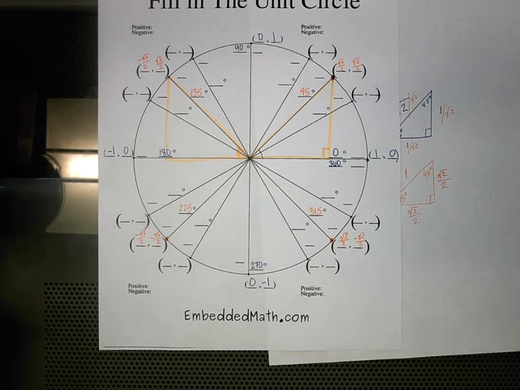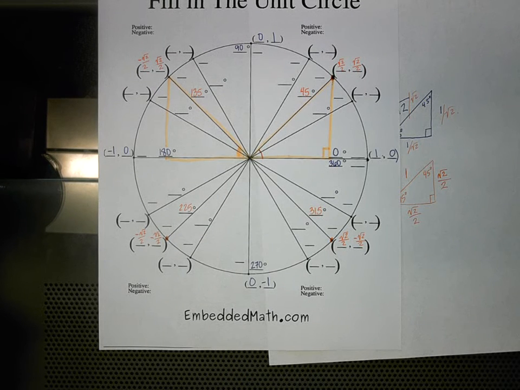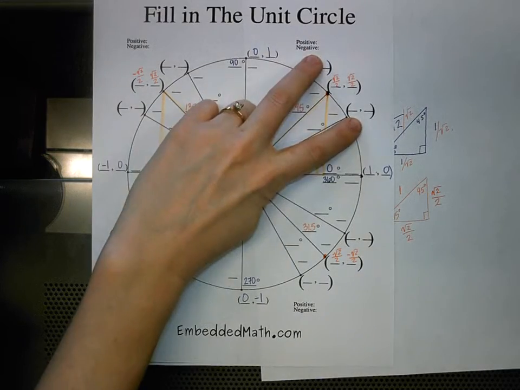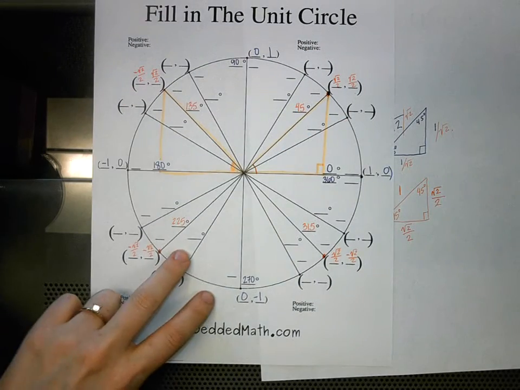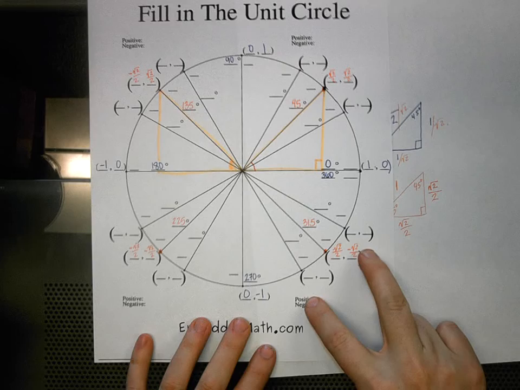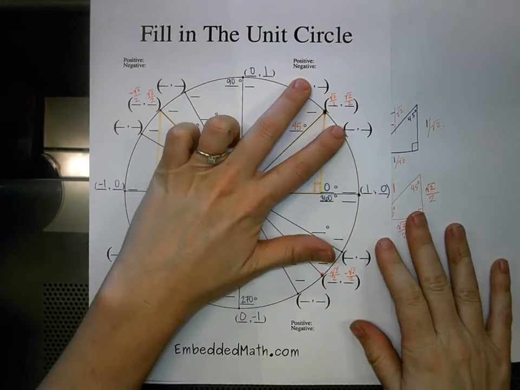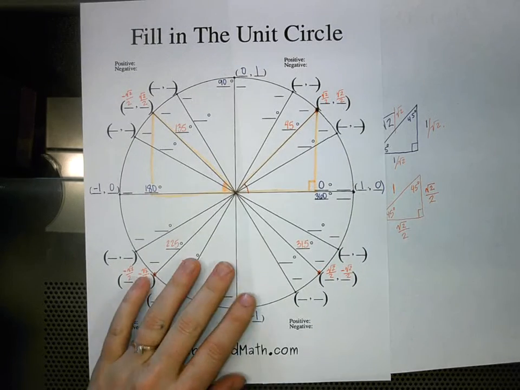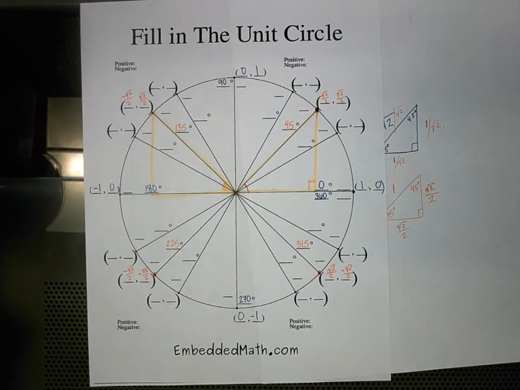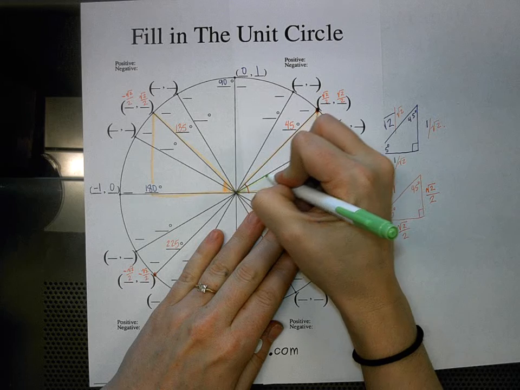All right. How many coordinates do we have left to fill in? 8, right? They are going to be similar. So there's 2 more in quadrant 1. Let's talk about this one.